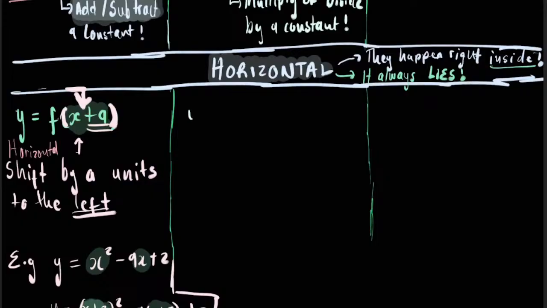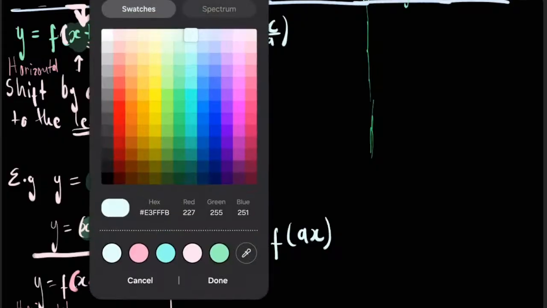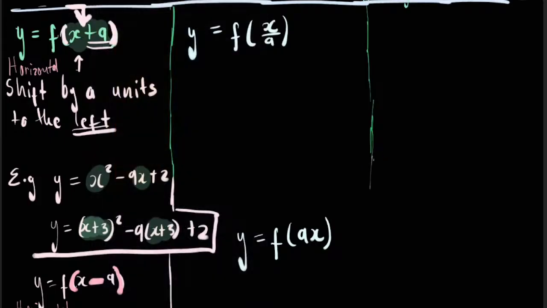So you'll now have y equal to f of x over a. This is an example. Or you can have y equal to f of ax. So it's no longer an x. Every x will now be a 3x or a 5x, 9x, whatever. That shows you have multiplied, so you are stretching the graph. We'll see how we stretch, but first you must know what we are doing.